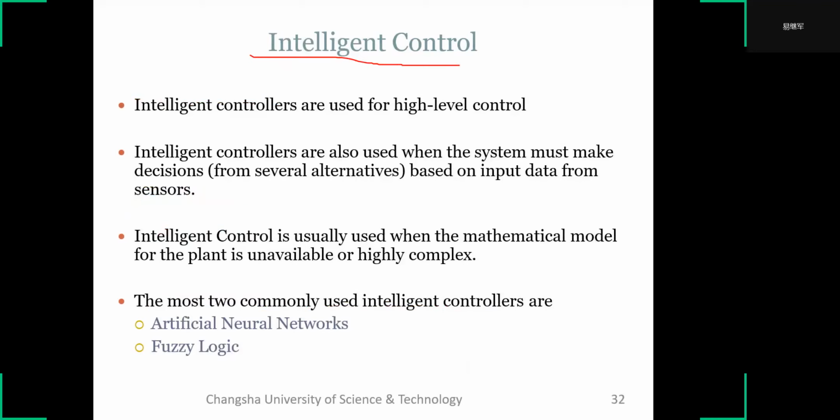Intelligent controllers are used for high-level control. They are also used when the system must make decisions based on input data from sensors. Intelligent control is usually used when a mathematical model for the plant is unavailable or highly complex. The most commonly used intelligent controllers are ANN, artificial neural networks, and fuzzy logic.